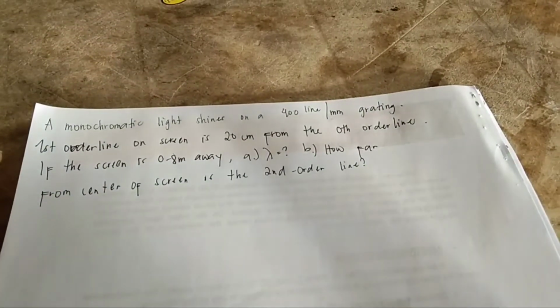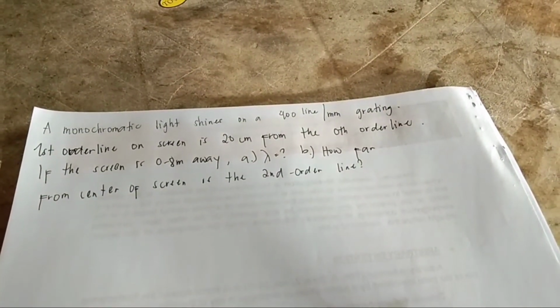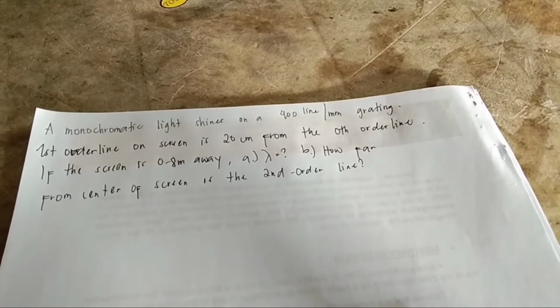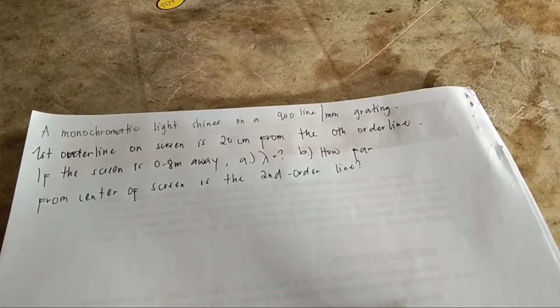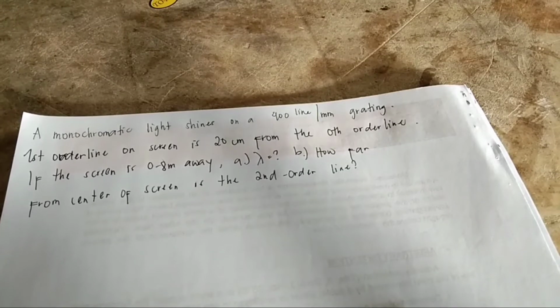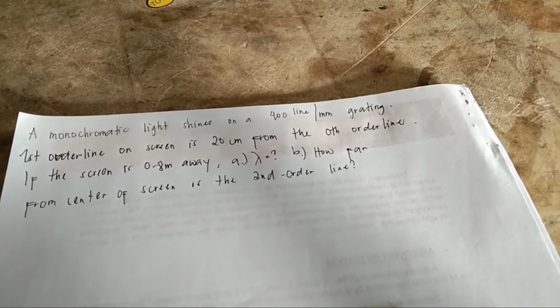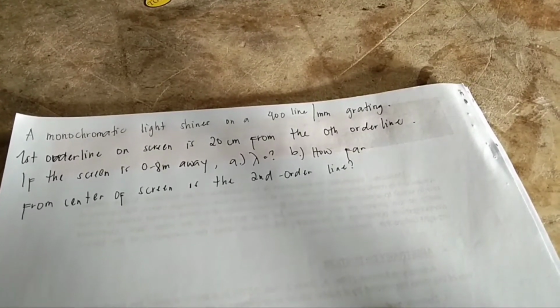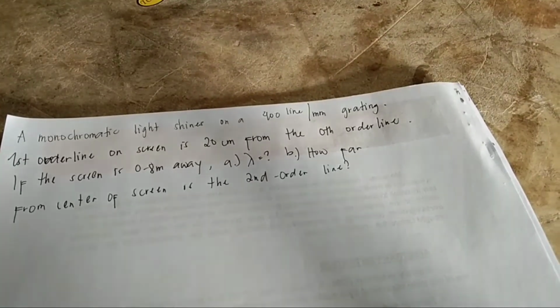A monochromatic light shines on a 400 line per millimeter grating. The first order line on the screen is 20 cm from the 0th order line. If the screen is 0.8 meter away, what is the wavelength, and how far from the center of the screen is the second order line? And now let's proceed to the given.